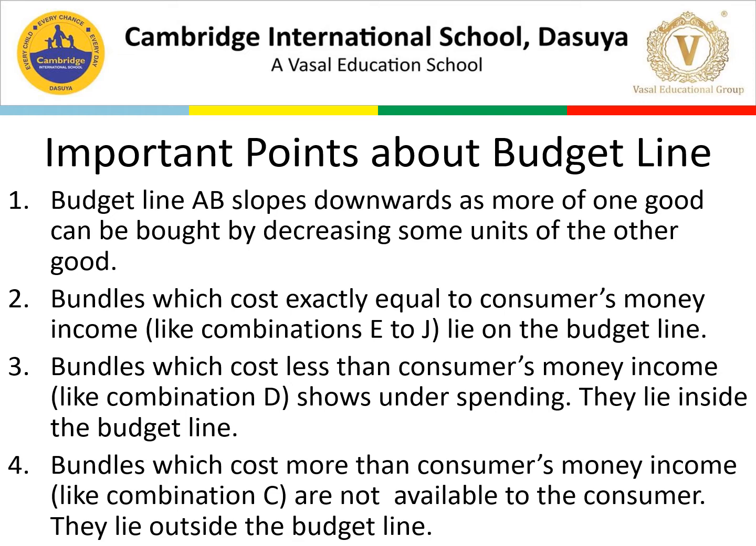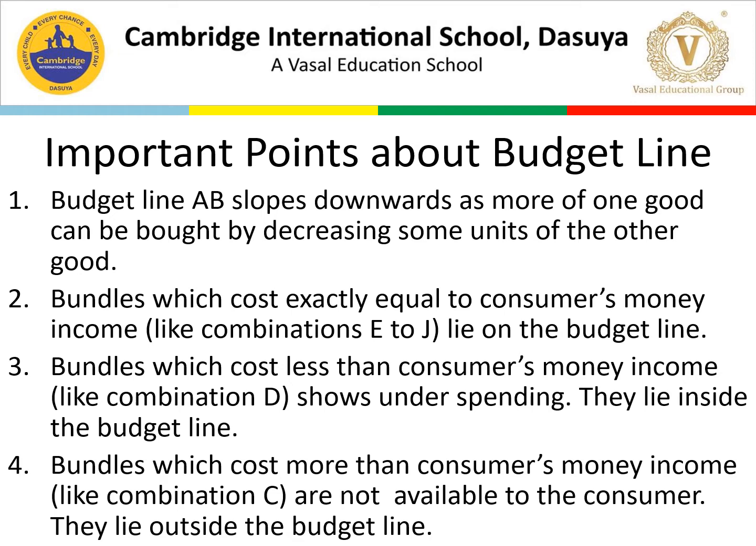Next is bundles which cost less than the consumer's money income, like combination D, as I told you. It shows underspending. That means they lie inside the budget line. The consumer was having more money, but he has not spent the full money. In this case, that was the attainable level, but it was underutilized. So the income was underspent.